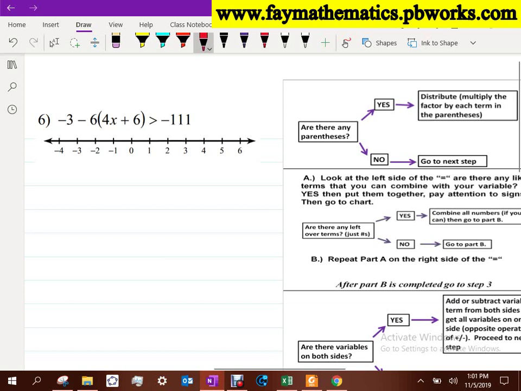Alright, we'll just kind of follow through here. I believe it's 6 because you didn't distribute correctly. So are there parentheses? Yes. So it says distribute, right? Now what am I distributing here?